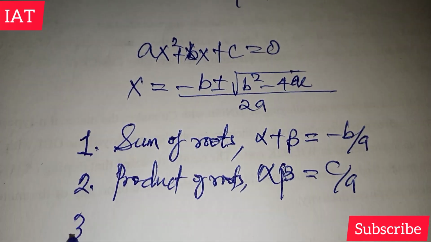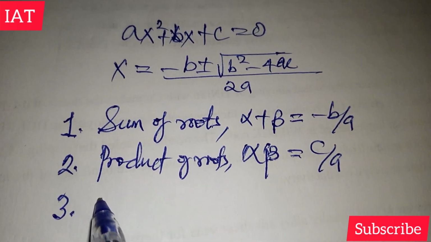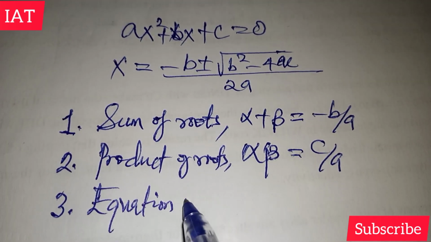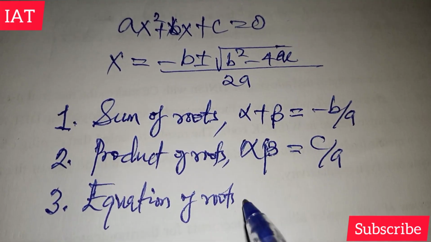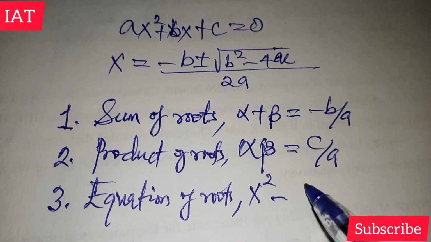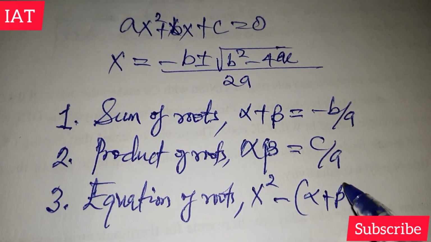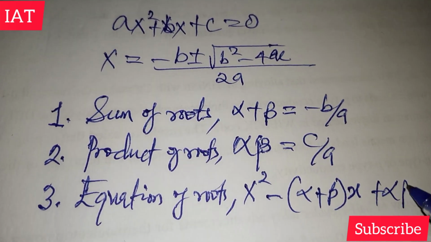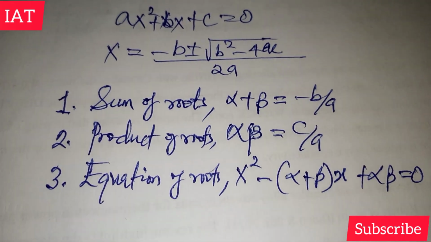And the third formula I want to introduce is for the equation of roots. And this is when we have x² minus (alpha plus beta) attached to x plus alpha beta, and this is equal to 0.